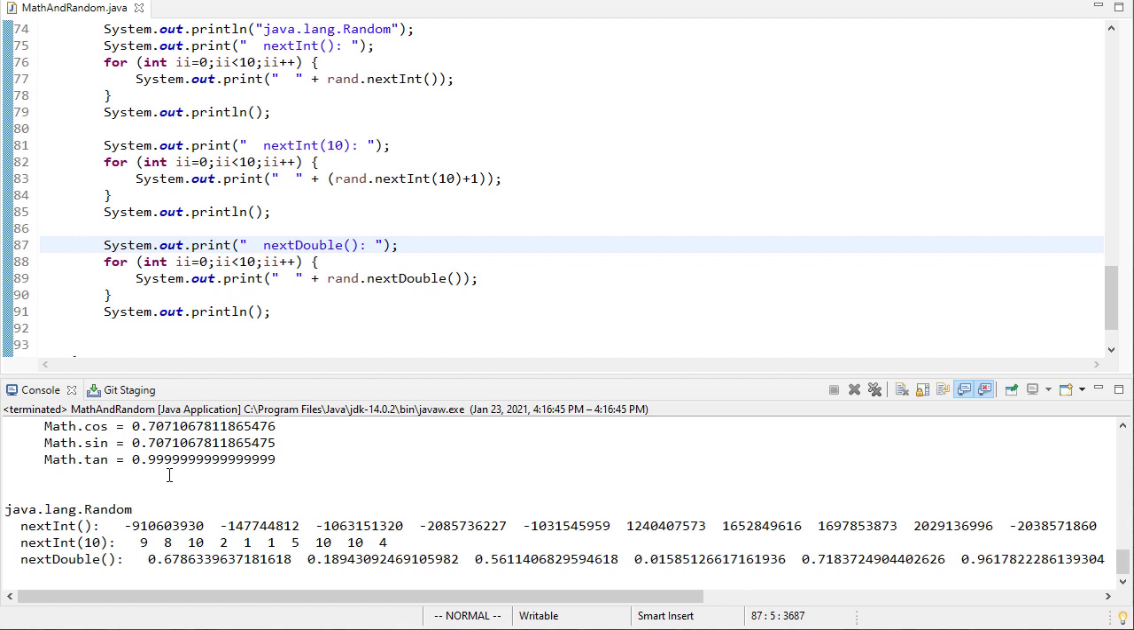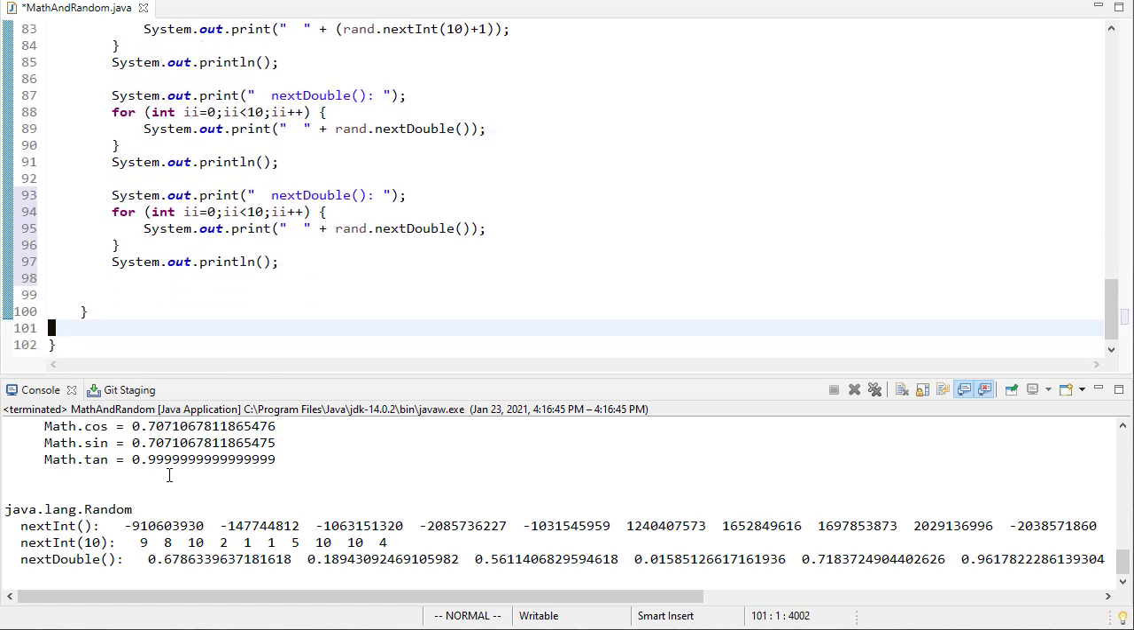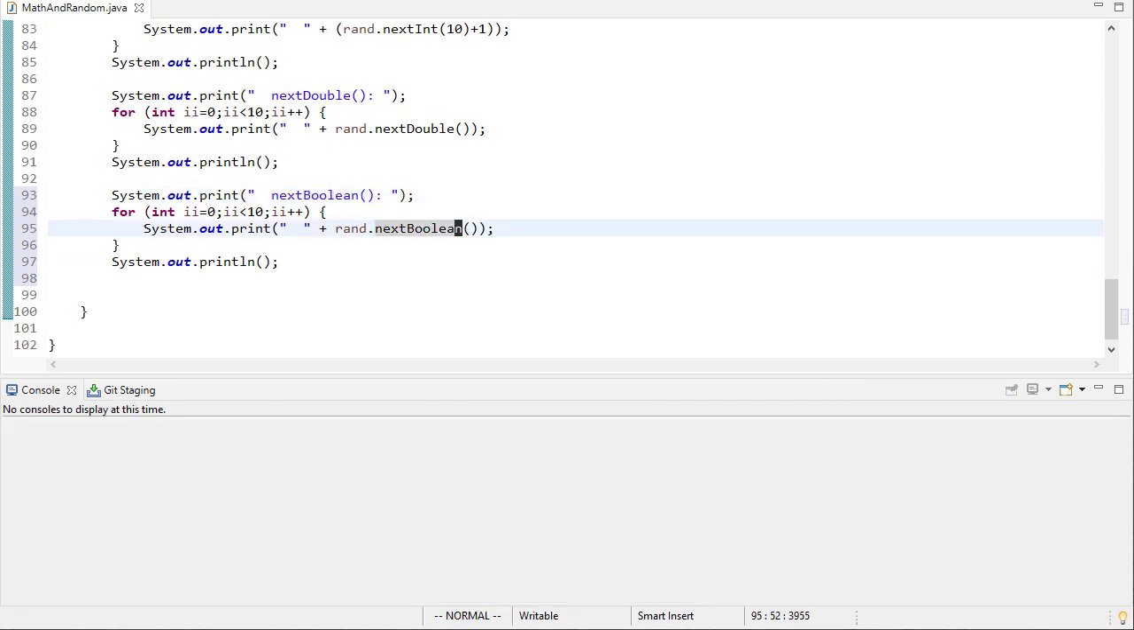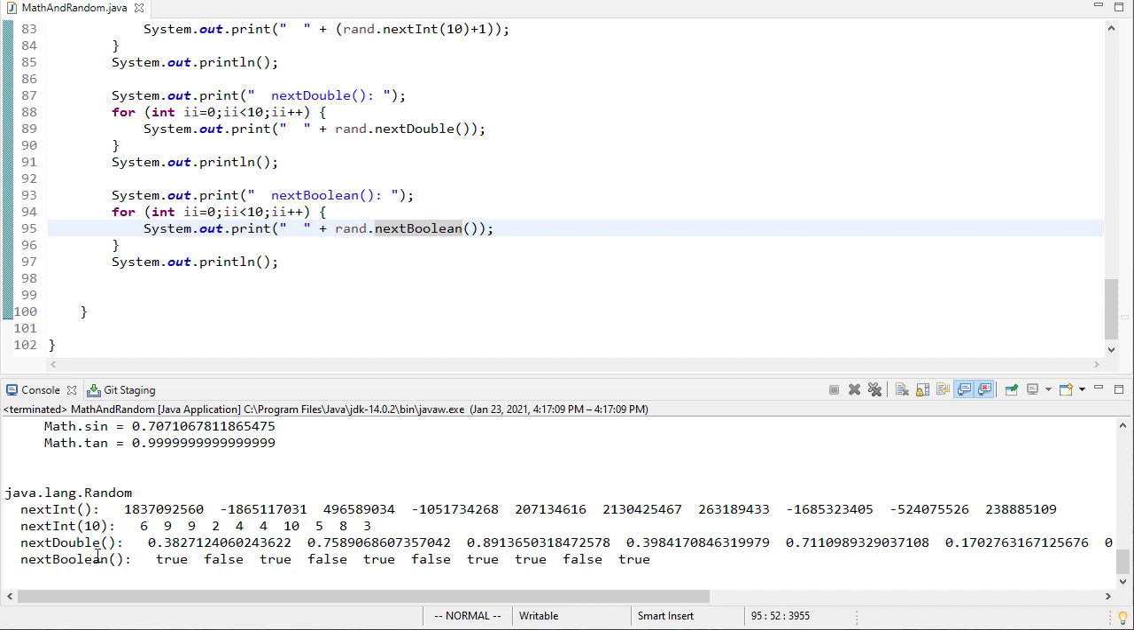And then the last example, instead of double, I'll do nextBoolean. And when I print that out, it gives me a bunch of random Boolean values, either true or false. Essentially, it's like flipping a coin.